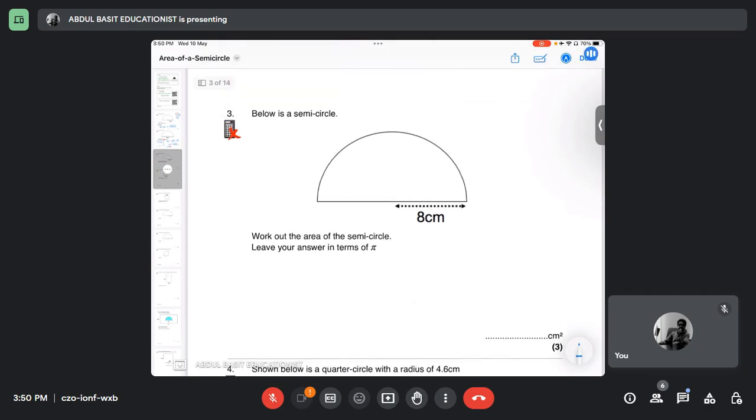Okay, please read the question and do it yourself. Work out the area of the semicircle and leave your answers in terms of pi. So this can be part of your paper one. Do it yourself and tell me what the answer is.